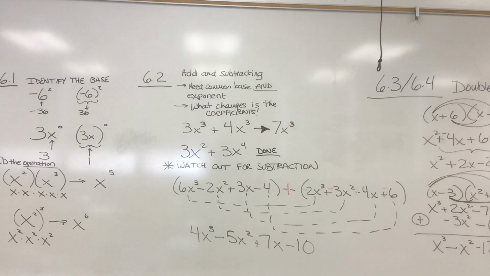Then I can see what I can add and subtract. Those dashed lines are just kind of pointing out for us what are the same base and exponent. So for example, 6x to the third plus negative 2x to the third is 4x to the third. Negative 2x squared plus negative 3x squared is negative 5x squared. 3x plus 4x is 7x. And negative 4 plus negative 6 is negative 10.